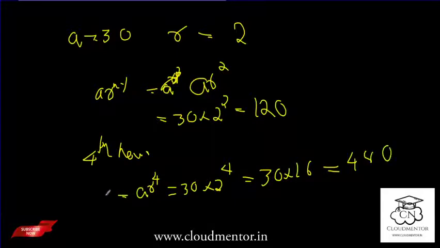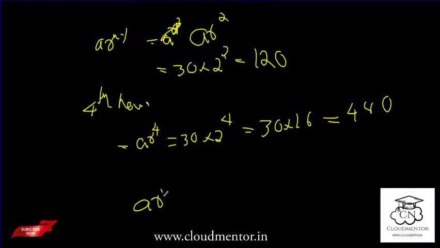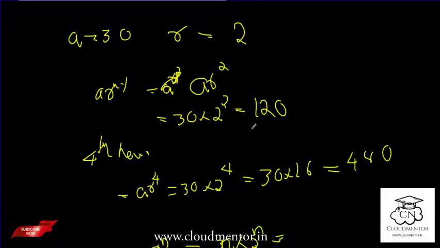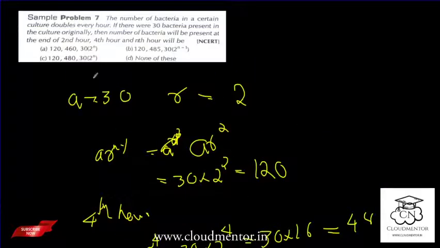So we got that, and the bacteria present after n hours is a r raised to n, which is 30 times 2 raised to n, and that's it. So let's look at the options: 120, 480, and this one. So option C is the right answer.